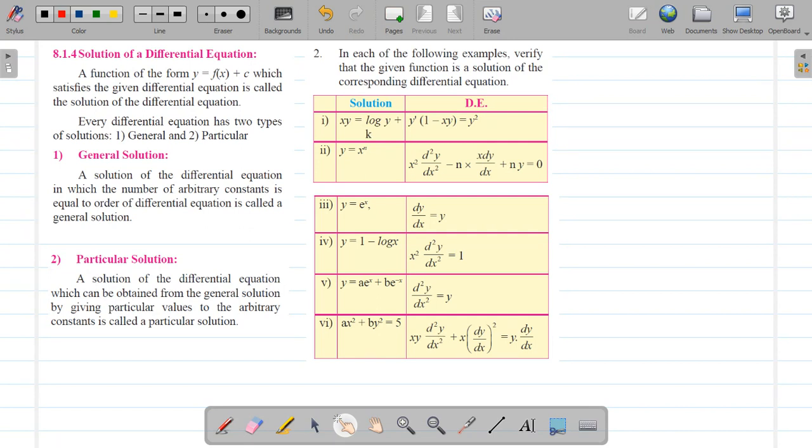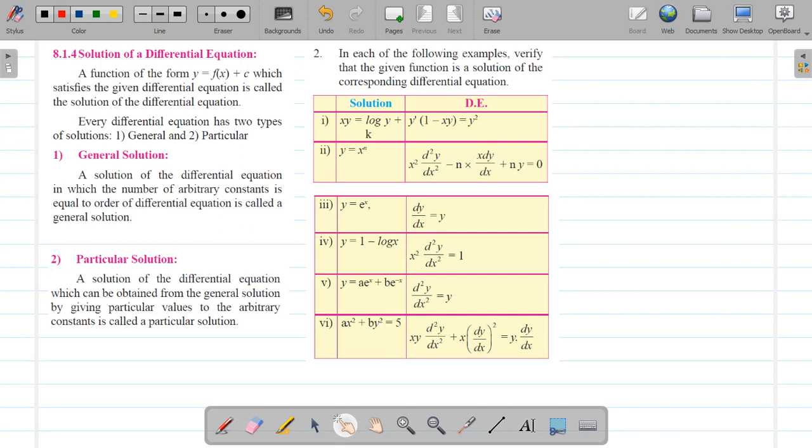See here, a function of the form y is equal to f of x plus c, which satisfies the given differential equation, is called the solution of the differential equation. Now there are two types of solution. One is general and the second one is particular. Now what is the meaning of general solution?